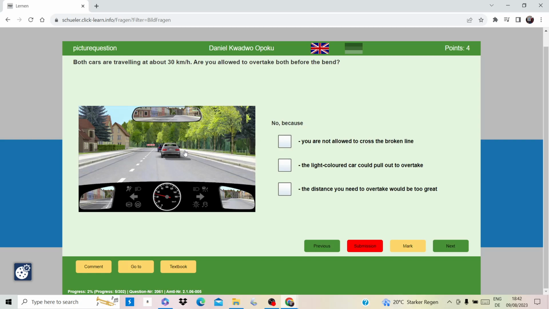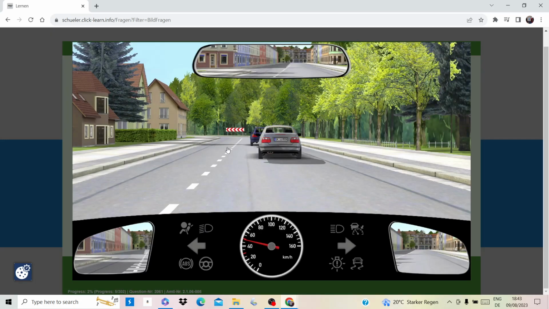Now it has come back to normalcy. Both cars are traveling at about 30 kilometers per hour. Are you allowed to overtake both before the bend? Look at it. Here is a bend, okay? In other words, there is a curve or a bend. And they are both traveling at 30 kilometers per hour, and I am traveling at 50 kilometers per hour. Am I required to overtake both before the bend?